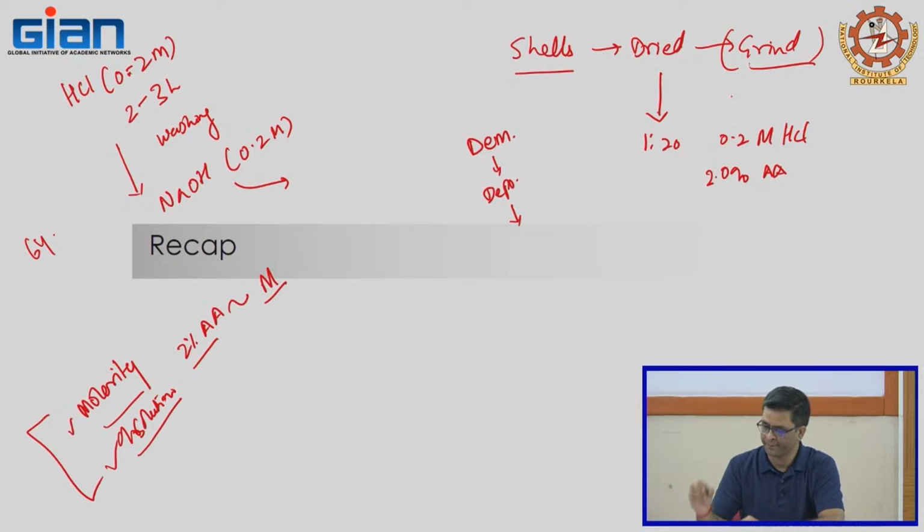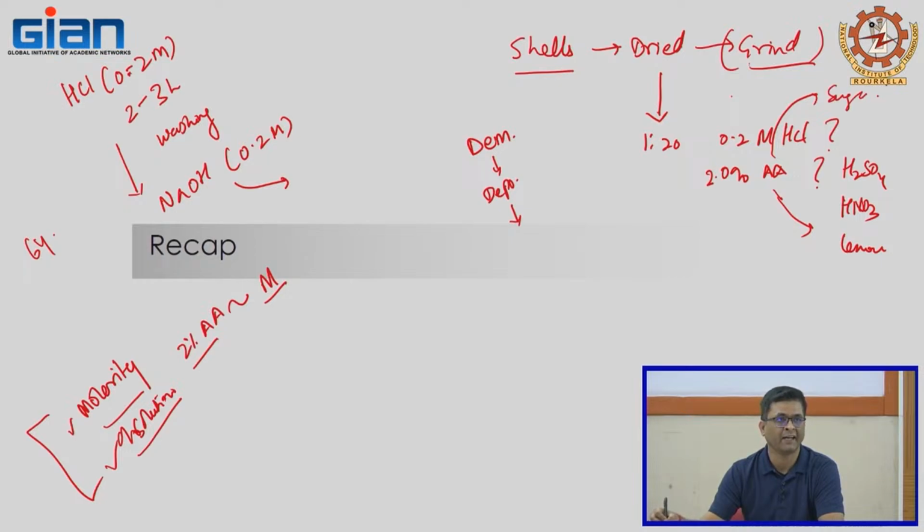A. The second question is, why only these two acids? What if I use H2SO4? What if I use HNO3? What if I use lemon juice, which contains citric acid? What if I use sugarcane juice and add Acetobacter aceti to make acetic acid?